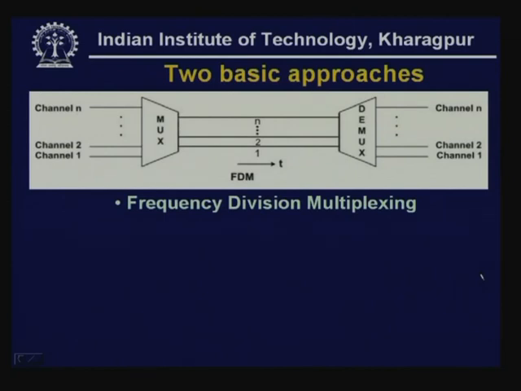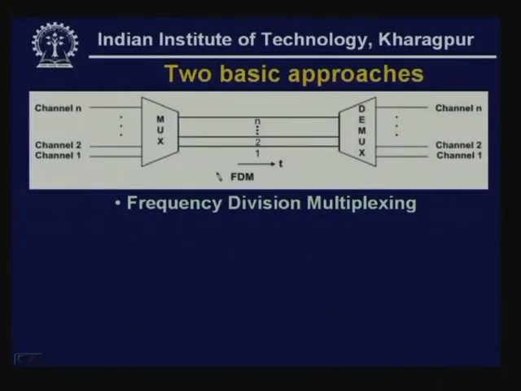Now, as I mentioned, there are two basic approaches. The first one is known as frequency division multiplexing, and as we shall see, frequency division multiplexing is possible because of the analog transmission that we have, which is possible by using modulation. As you have seen, modulation performs narrow banding of the signal. As a consequence, it is possible to send n different signals, each of them having a small fraction of the bandwidth through the transmission media.